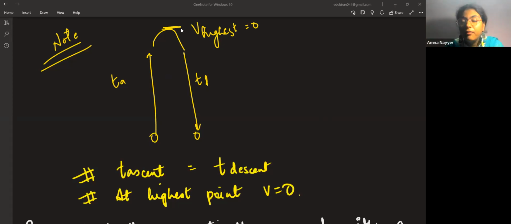See, velocity is highest. At the highest point, v will be 0. That is right. Acceleration won't be 0. You will have acceleration at this point. Velocity at highest point is 0, but at that moment also acceleration due to gravity keeps on acting downwards. Fine. So v is 0, acceleration due to gravity is not 0.